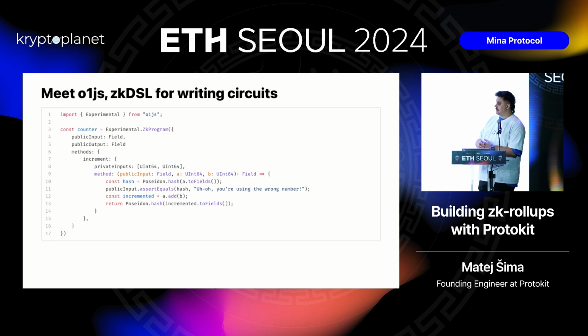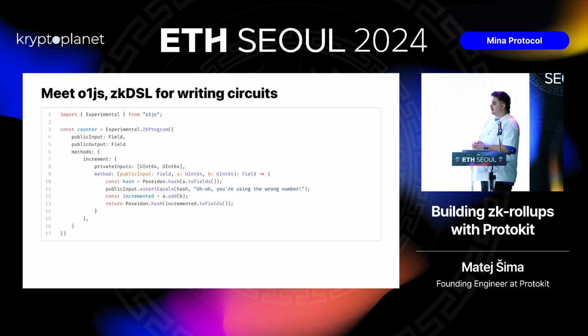The public input is the hash of the current state of the counter. A is the pre-image for that hash for the public input, and B is the number which we want to use to increment the counter itself. The first thing we have to do in this code is verify that whoever is running this counter knows the pre-image of the current public input or the current state. Therefore, they are eligible to use the counter and increment it.